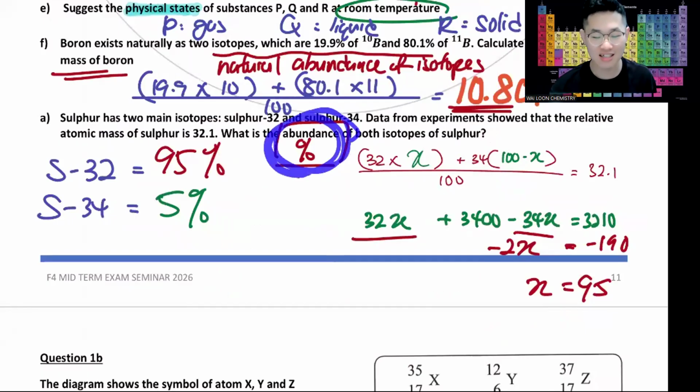Beatrix, good luck. Okay, I pray for you. Since the paper was so easy already, hopefully paper 2 is a bit harder.